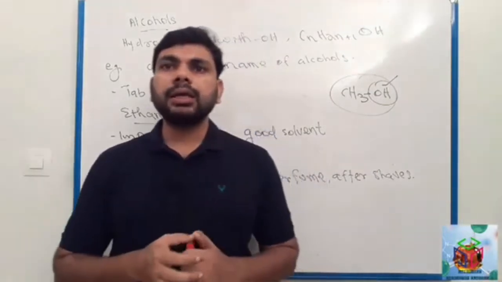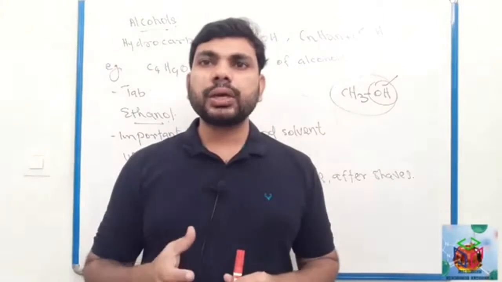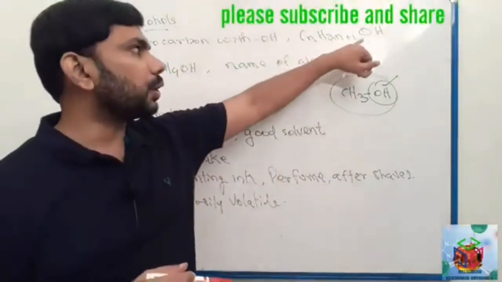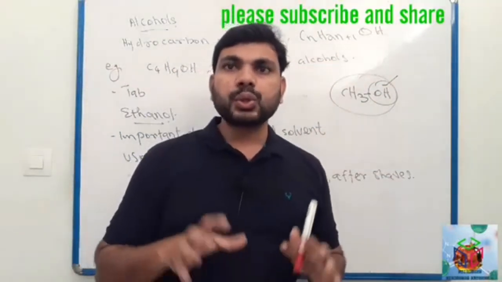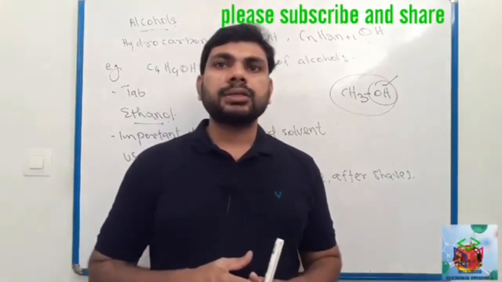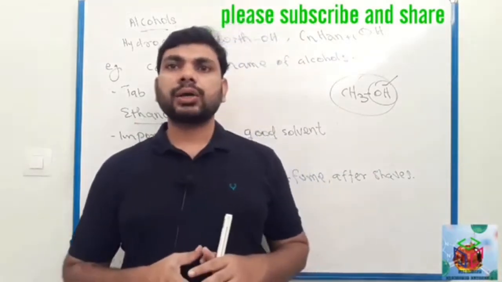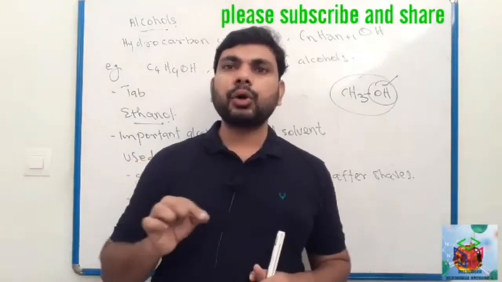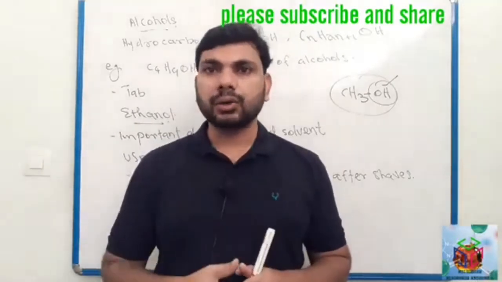And alcohols have the general formula CnH2n+1OH. This is the general formula for alcohol. So the functional group of alcohol is OH. And alcohol is one homologous series. Methanol, ethanol, propanol, butanol, all of these come in the same homologous series, alcohol.